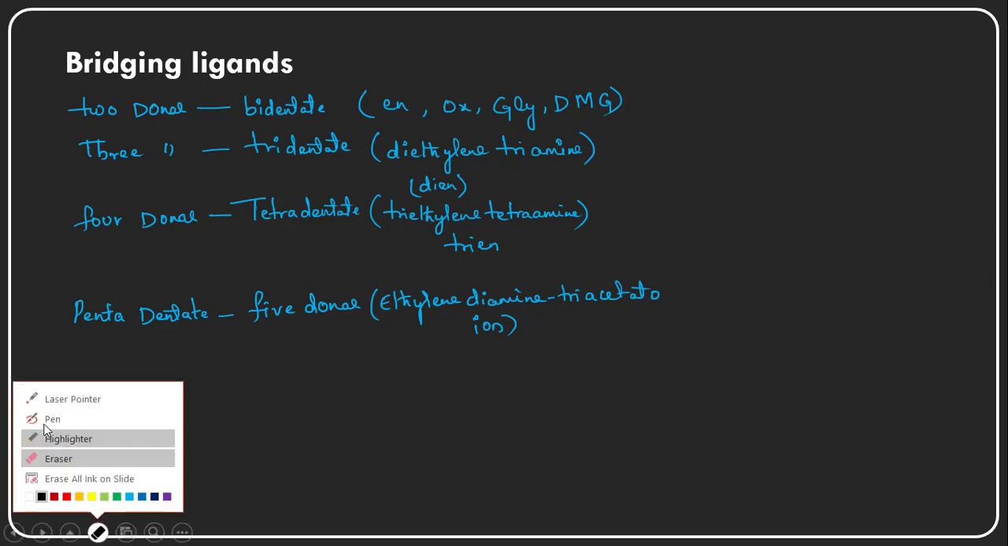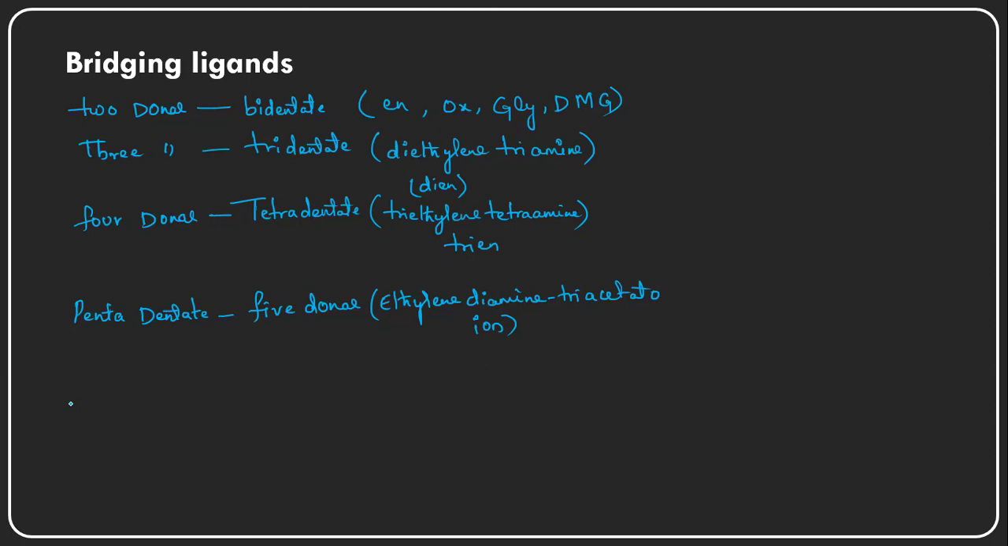Okay, so ethylene, the first one is ethylene, CH2 CH2, and diamine means two nitrogens will be present, and triacetato ion. That means here the acetato group is CH2, C double bond O minus, right?